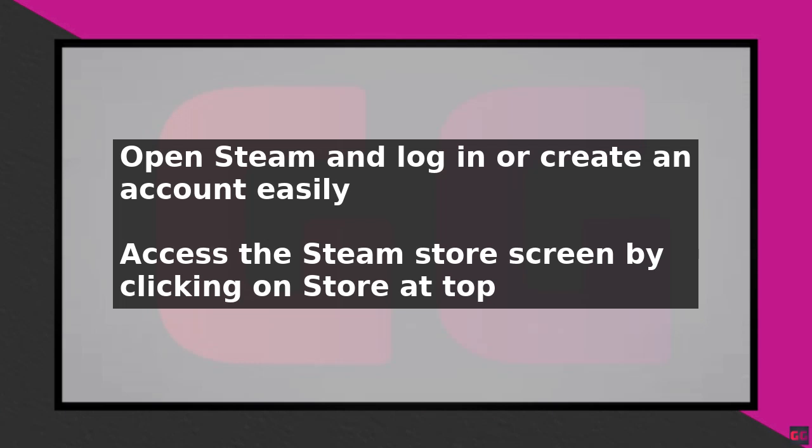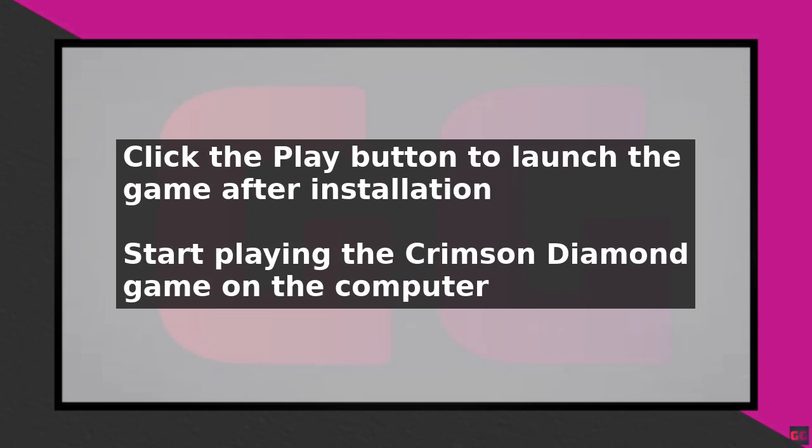You'll need to go through the checkout process, paying for the game and completing the purchase. Once you've done that, the game will be added to your Steam library. To access the game, click on Library at the top of the Steam screen. You'll see the game listed, with an Install button next to it. Click on this button to start the installation process.